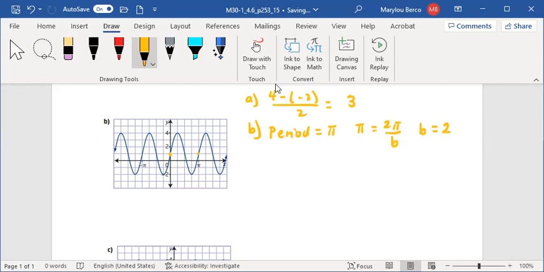The start of the first cycle on the sine curve is on the y-axis. So c equals 0. The vertical displacement, if we take a look, the midline is -2 plus 4, or 4 plus -2 divided by 2 is 1. So here is my midline. So d equals 1. So the equation in the form y = a sin b(x - c) + d will be y = 3 sin 2x + 1.